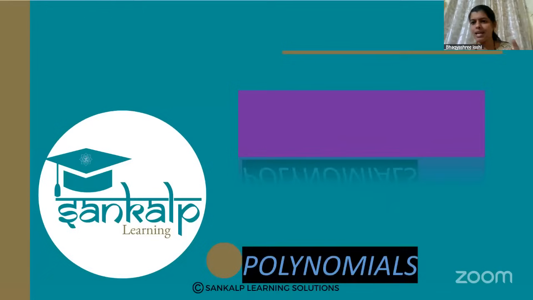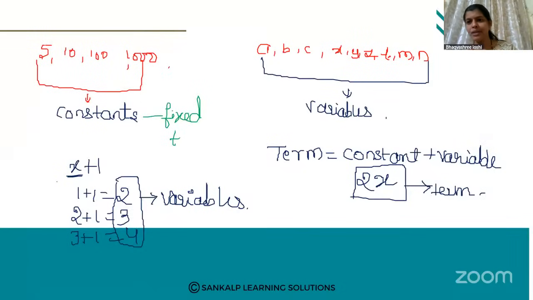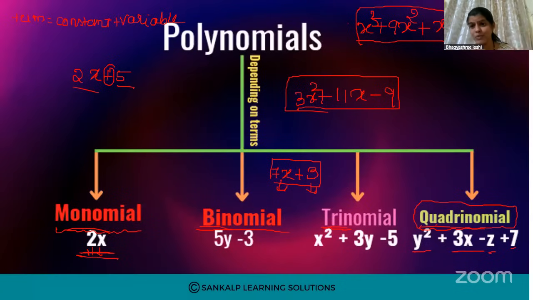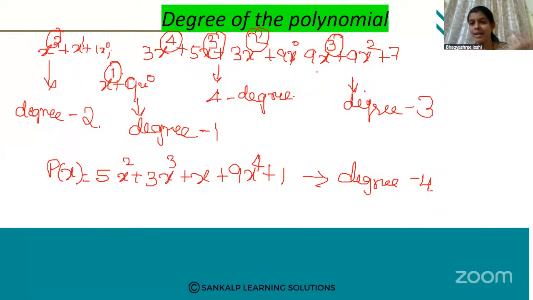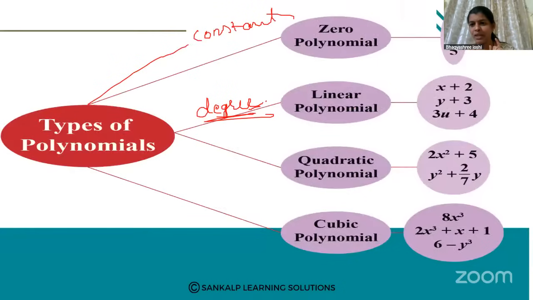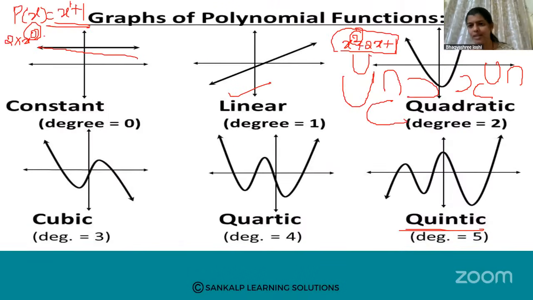See, in the last class, we discussed the relationship between coefficients and zeros of the polynomial. We discussed the definition of polynomial, general form, and types of polynomial depending upon the terms and the degree. We also discussed which type of graph we will get. If it is a linear polynomial, we get a straight line. If it is a quadratic polynomial, a parabolic shape. For cubic, quartic, and quintic, which type of graph will we get? That also we discussed in the last class.